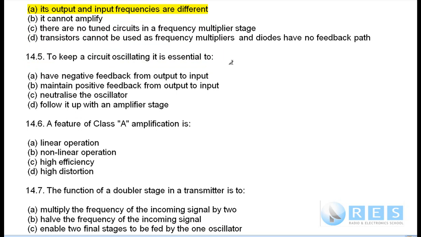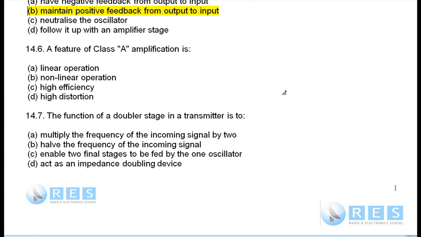14.5. To keep a circuit oscillating, is it essential to maintain positive feedback between output and input? Oscillators need positive feedback. Question 14.6. A feature of a Class A amplifier is? Well, a Class A amplifier is not very efficient, but it is extremely linear. That's the really good point about a Class A. Extremely linear.